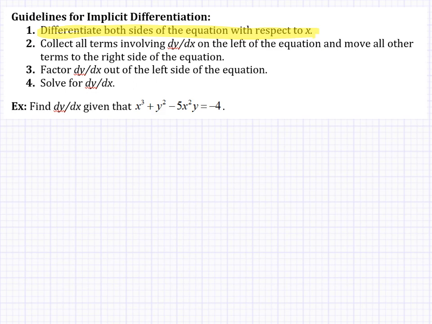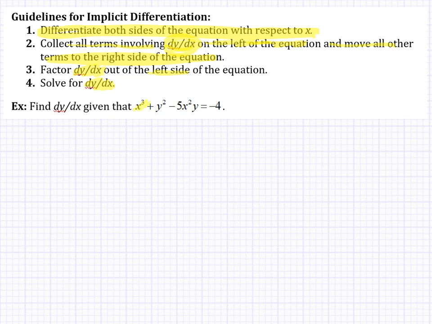Next, collect all the terms that involve a dy/dx on the left side of the equation, and then move all the other terms to the right side. And you'll see this happening in this example. So we want to start grouping together all the dy/dx terms and move everything else to the other side. Once we have that, we're going to factor the dy/dx terms out of all those terms on the left-hand side. Finally, solve for dy/dx, and you have the derivative, what dy/dx equals.